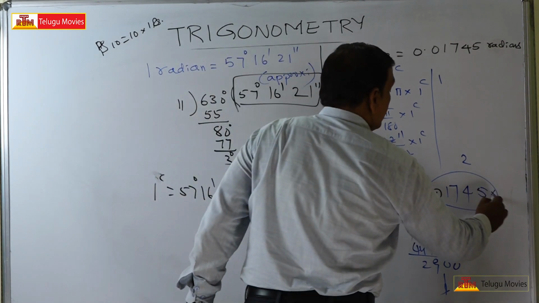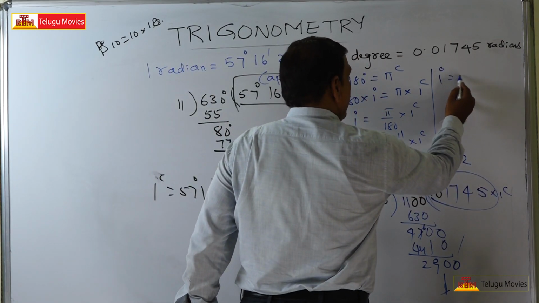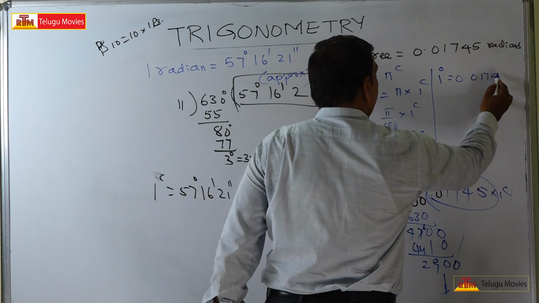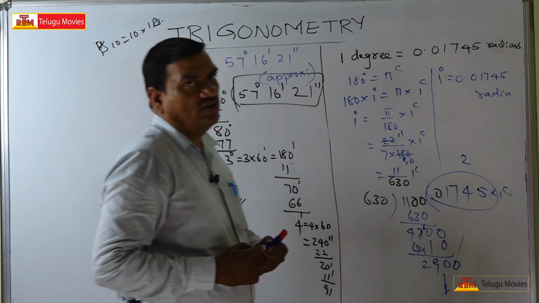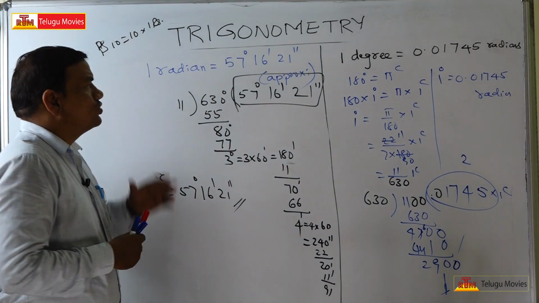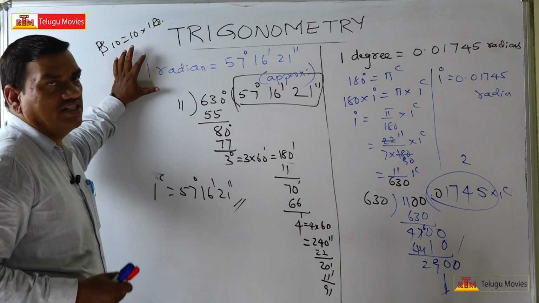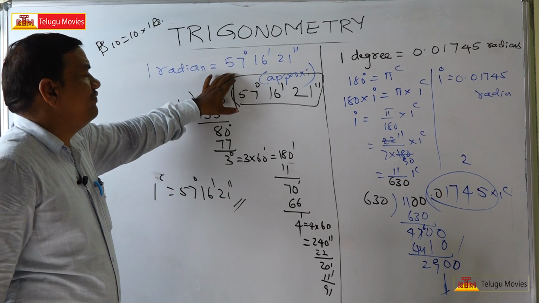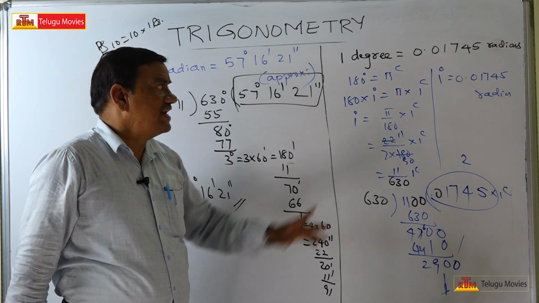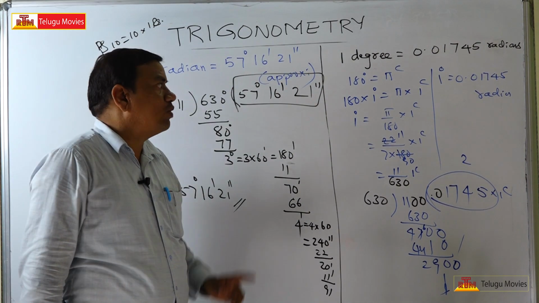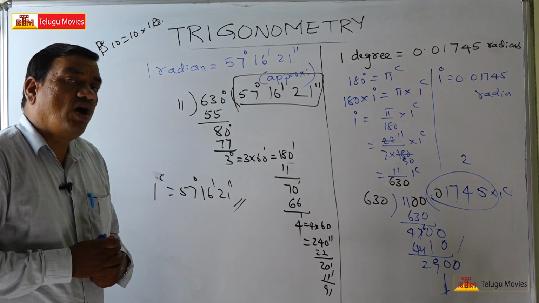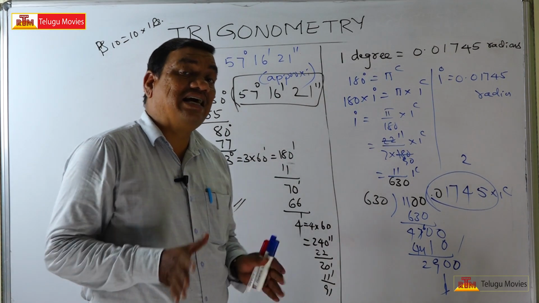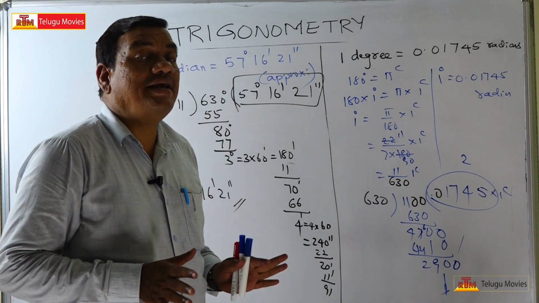So 1 degree is equal to 0.01745 radians. You continue the calculation and you will get the answer. Understand? So wherever it is there, 1 radian is equal to 57 degrees 16 minutes 21 seconds, and 1 degree is equal to 0.01745 radians.